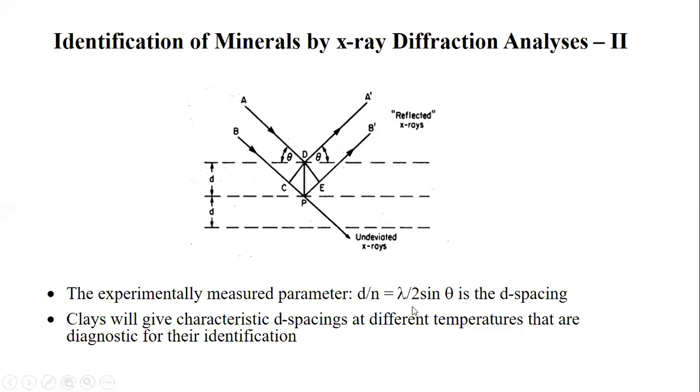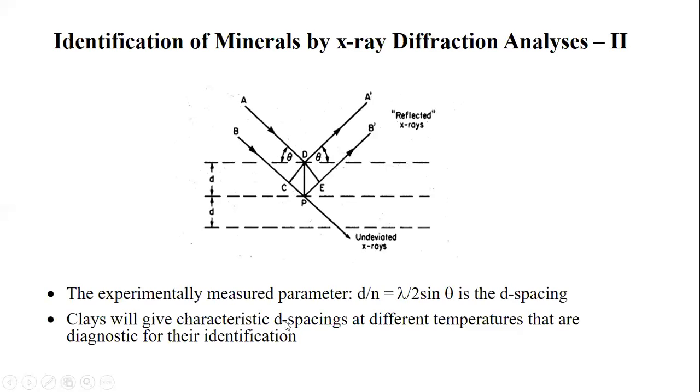D equals lambda over 2 sine theta is what we call the D spacing. That D is called D spacing because it's very characteristic of each clay mineral. Clays will give characteristic D spacing. That means it's only special for them. That's what we mean by characteristic D spacing. It's for each type of crystal, for each type of clay mineral, it is special for it.